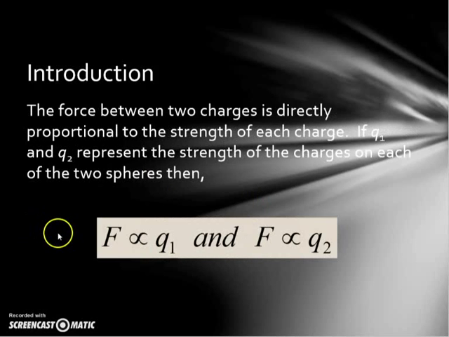Now, what we also know is the force between two charges is directly proportional to the strength of each charge. So if we say that Q1 and Q2 are our charges, and they represent the strength of the charge, then the force is going to be directly proportional to the size of the charge. So that means if we have a big charge, the force is going to be big. If the second charge is big, that force is also going to be big. So directly proportional means if one's big, the other is also big, or inversely, if it's small, then the other is going to be small.